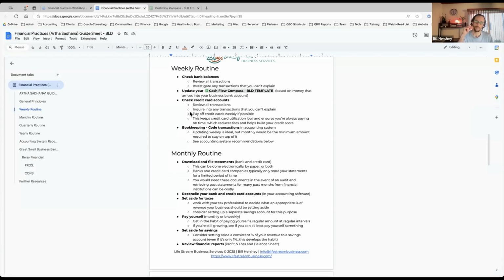Okay. So then we have the bookkeeping aspect of the weekly routine. And there's two pathways here. One pathway is you have an accounting software like QuickBooks Online or Xero, or there's a free software out there called Wave, which I'm not a big fan of, but for very simple businesses, if you're doing bookkeeping yourself, that can work as maybe a first stage solution.